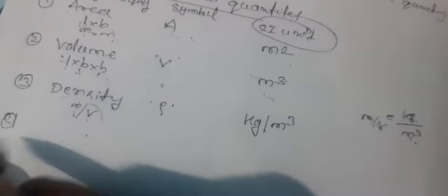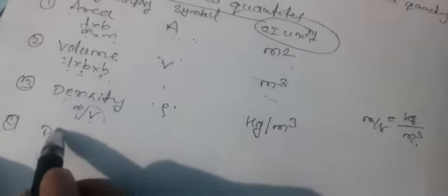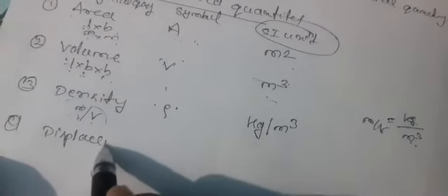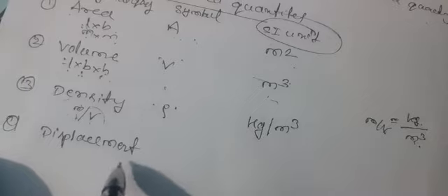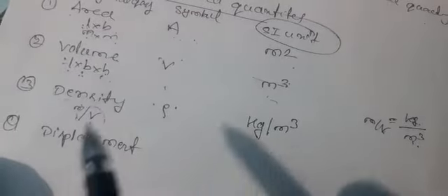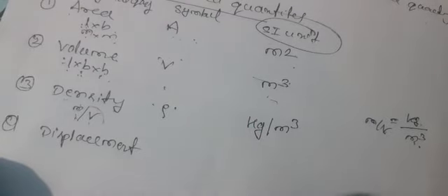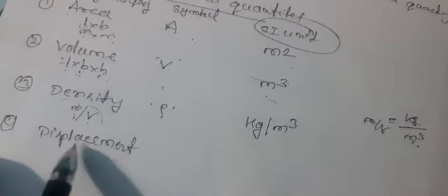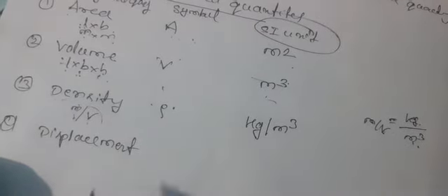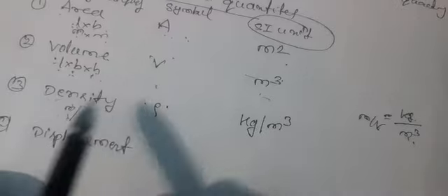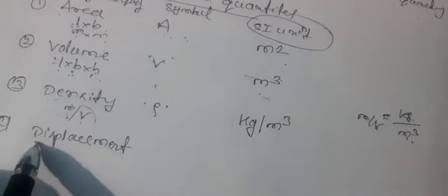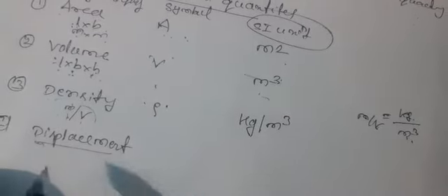Next, the fourth one is displacement. It is a vector quantity. Velocity and area are also vector quantities. Vector quantity means it has a particular direction and magnitude. The presence of direction and magnitude is called a vector quantity. The fourth derived physical quantity is displacement.